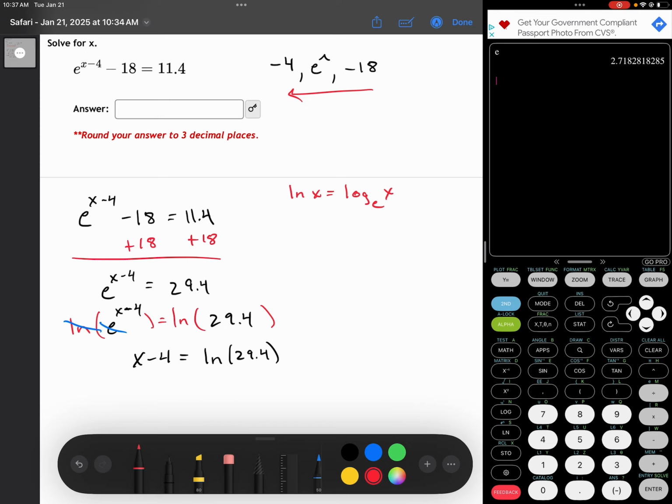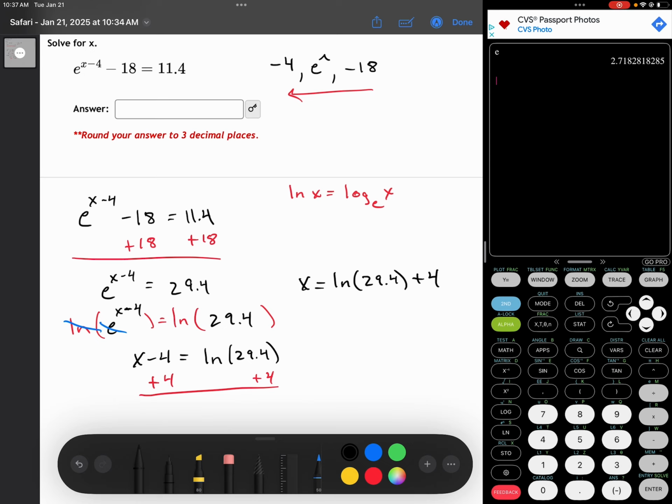That's just going to be some decimal value. And you finish by adding 4 to both sides. And you're adding 4 after you're doing the natural log, so that's kind of like, quote, outside the natural log. So you have the natural log of 29.4, and then on the outside, plus 4.